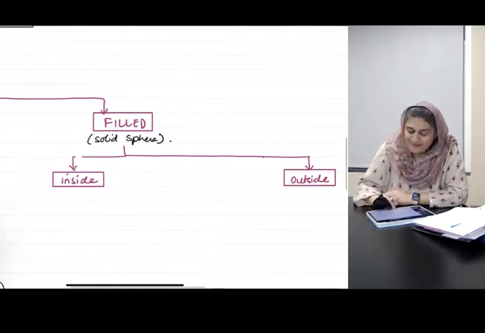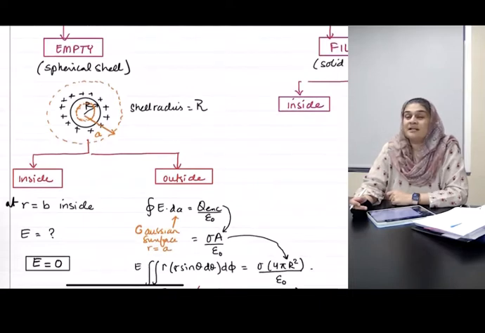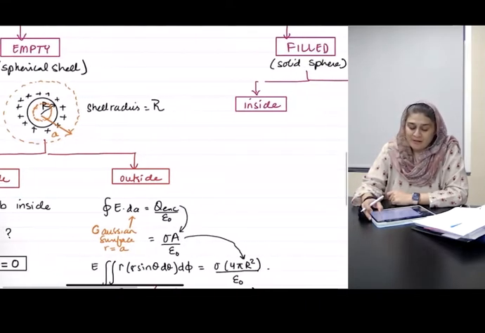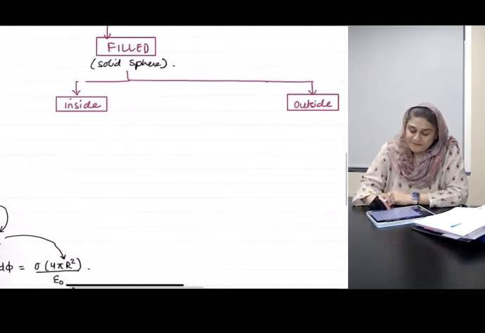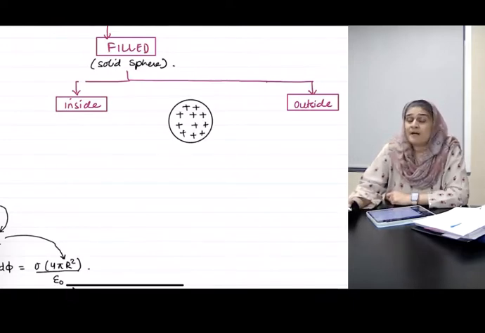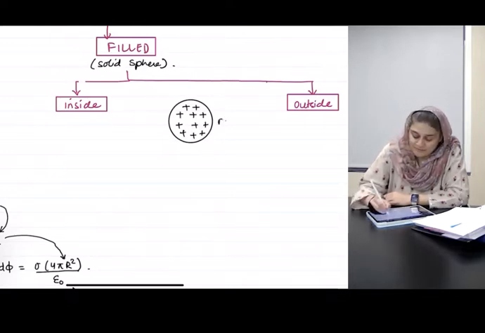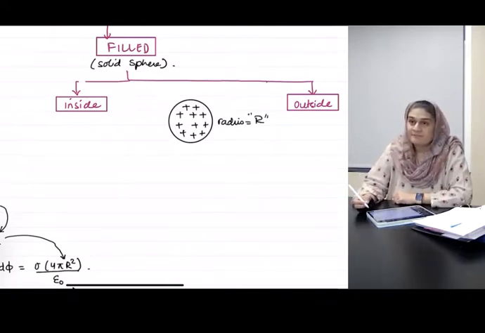Now, when we have the empty one, like the shell, E was 0. But now we have the filled one. So what does a filled cylinder look like? It's all filled. And suppose its radius is also r. And I'm going to do the inside one first.